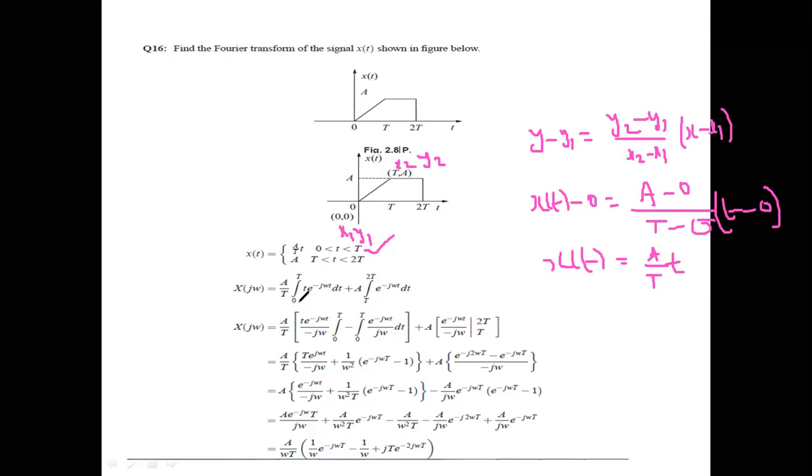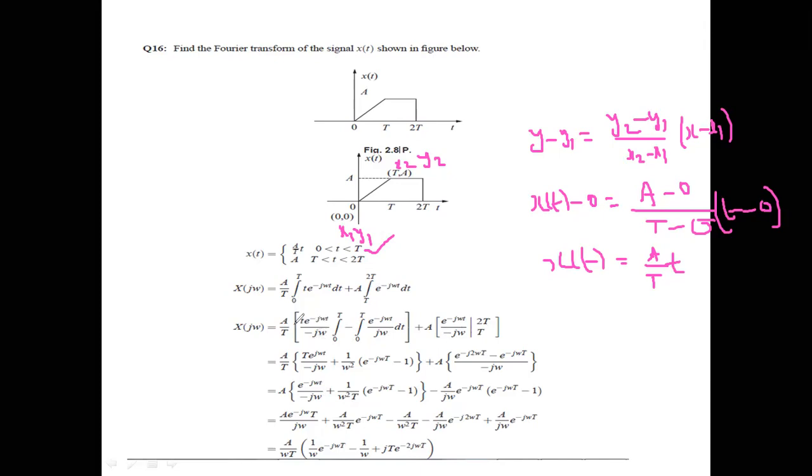Okay, now here you can apply integration by parts. First of all, you take t and apply the integral of e power minus j omega t, which is e power minus j omega t by minus j omega, minus the derivative of t, which is 1, and apply the integral of e power minus j omega t by minus j omega, here all the minus signs we can get, into dt, plus for the second term, A into e power minus j omega t by minus j omega with limits of 2T and T.